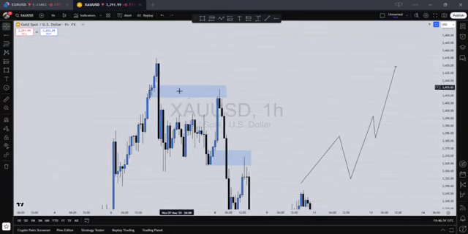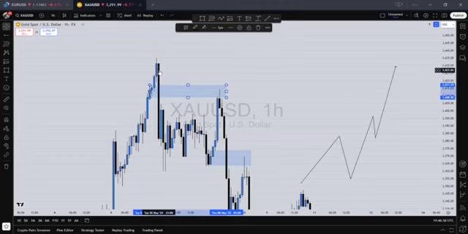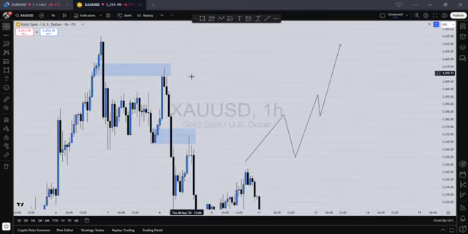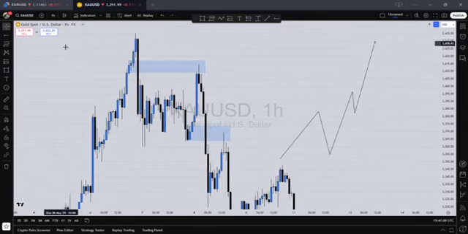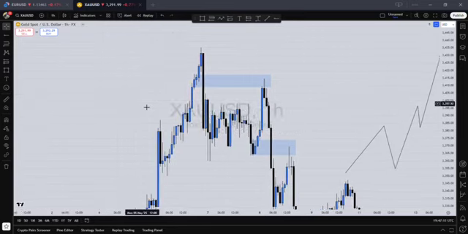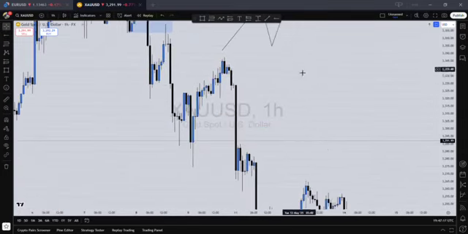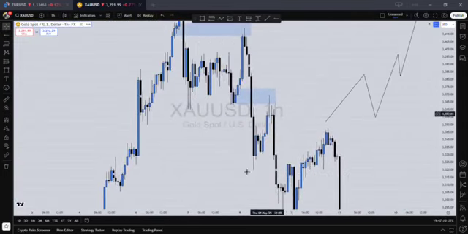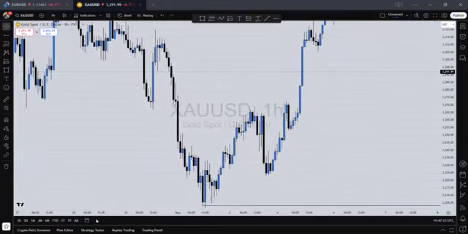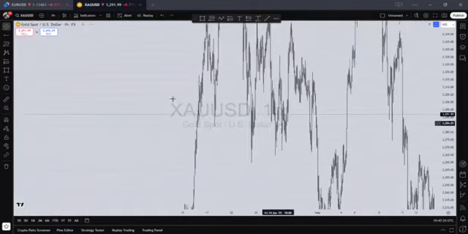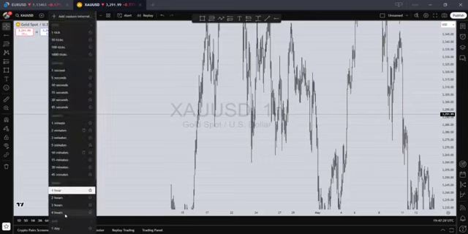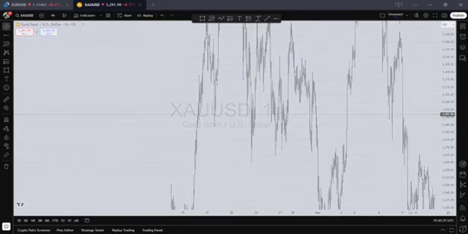Look at this, we are calling this a breaker block when nothing has even broken, no structure has broken yet. So you can see that gold doesn't originally use breaker blocks traditionally. It just uses it like a narrative. But mitigation blocks, for sure, gold uses a lot. You can see how gold used it here. Gold used it almost all the time for continuation, even on higher time frames like the 4 hours. I think there's a time that gold used it for retracement.